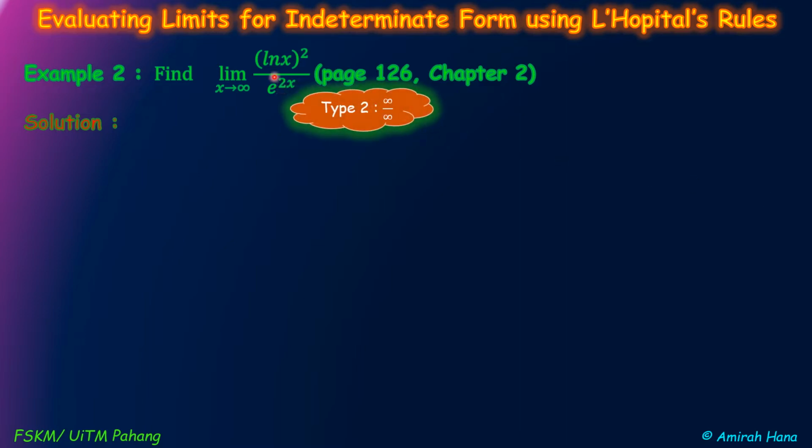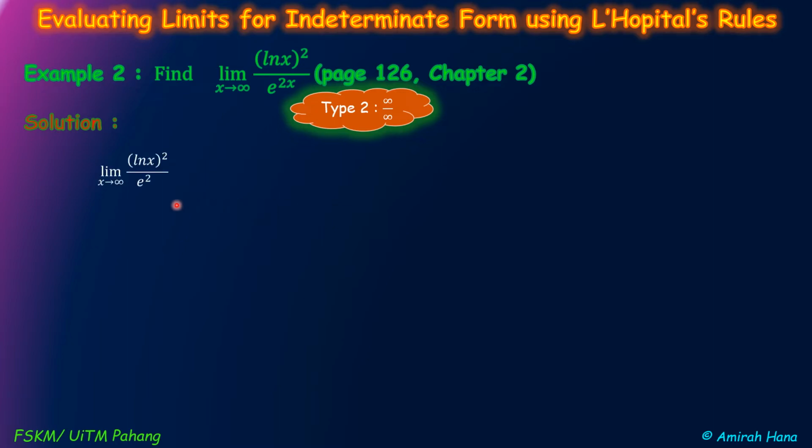For this example, if we use direct substitution, we will have infinity over infinity, which is under type 2. Because if we substitute infinity into variable x in the numerator, we have infinity, and if we substitute infinity into the denominator here, we also have infinity. So this is an indeterminate form. To evaluate a limit in indeterminate form, we need to use L'Hopital's rule.